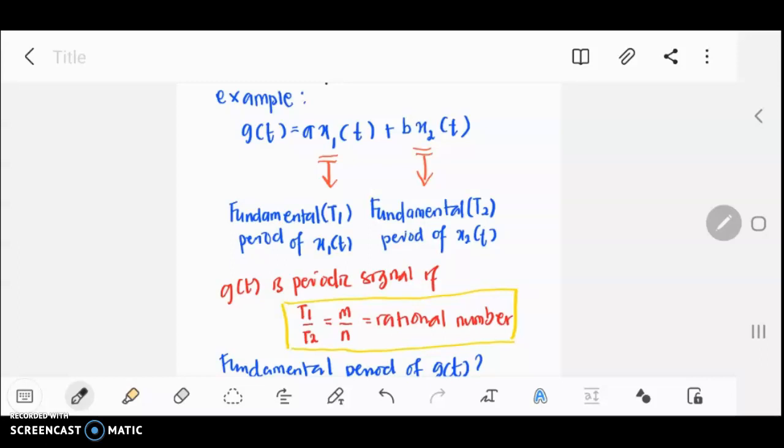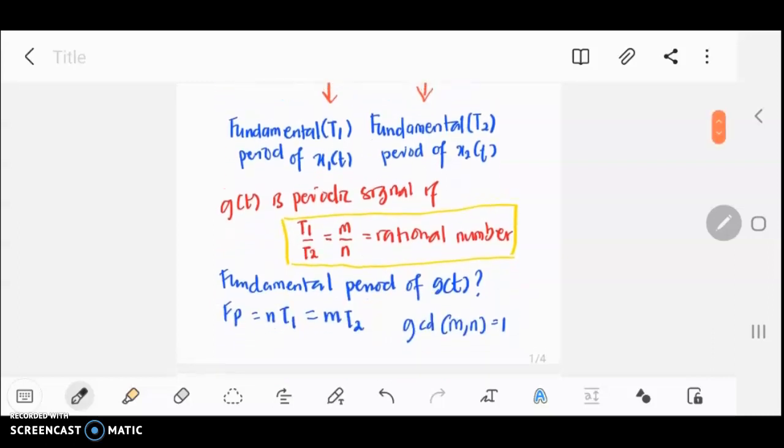Question 3b. But before that, I'm going to show how to decide if this g(t) = A x1(t) + B x2(t) is periodic or not. So first, we have to differentiate which one is T1 and T2. So here we go. We have seen this T1 and T2.